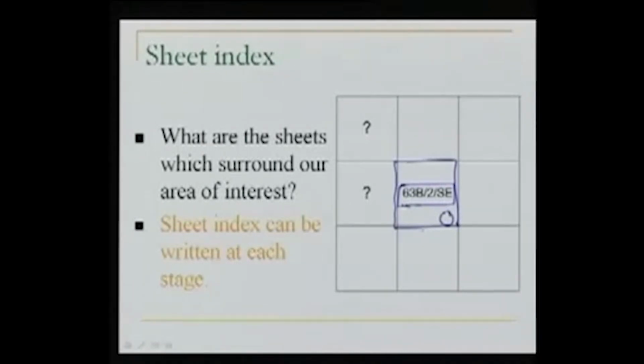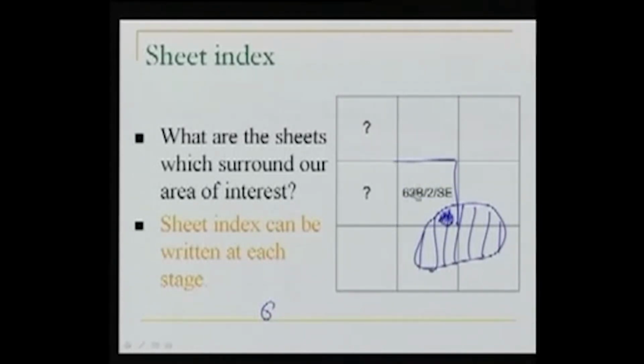And if we are going to do a project where we are interested not only in IIT Kanpur but also in the surrounding area, then we are interested in this entire area. We know where IIT Kanpur is. IIT Kanpur is in sheet 63B/2/SE, as we can see again here. But our project is spilling over that sheet. So we should know what the adjacent sheets are also.